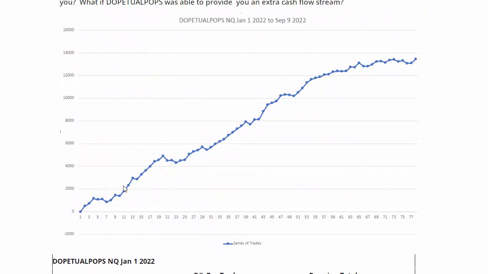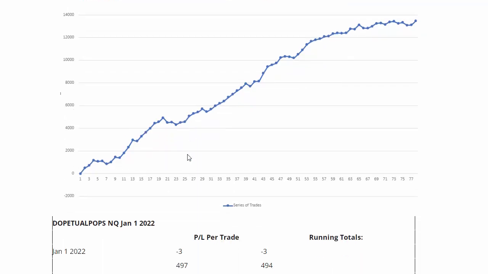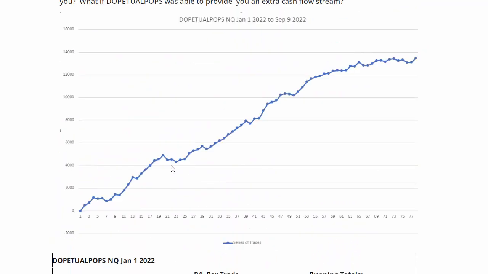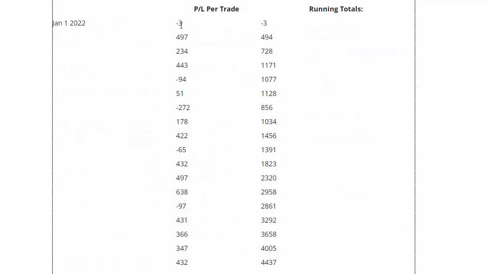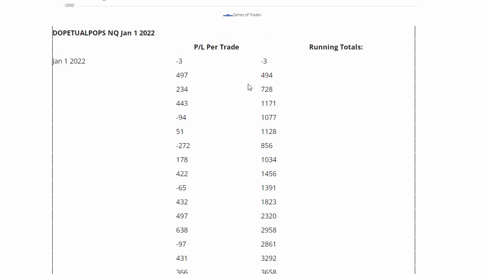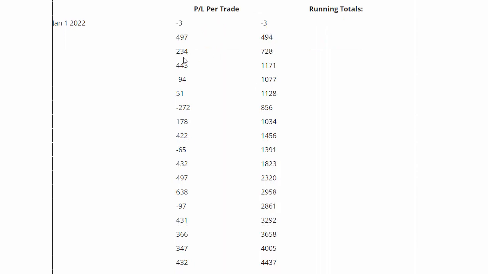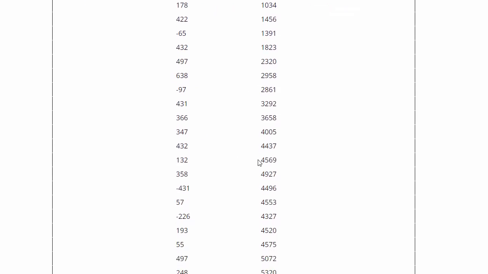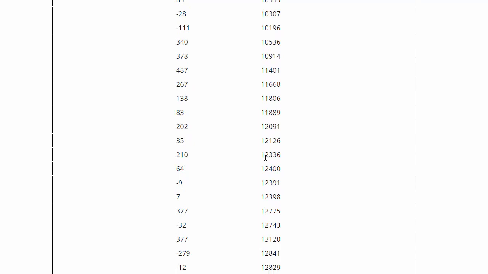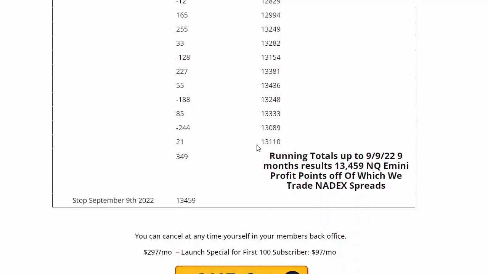Okay, here's a picture of it on a fancy spreadsheet. In Excel, you can make these graphs from the spreadsheet, and you can see the progression. You can see the trades, the trade nets, profits and losses over here, according to the Dopetual Pop system. And then you can see the progression. We just added or subtracted trade by trade, and you can see how the account's profits accumulate.